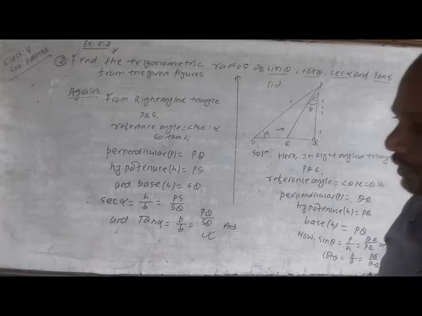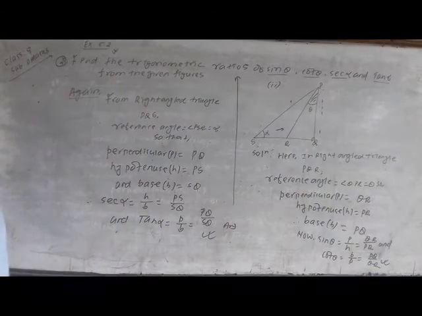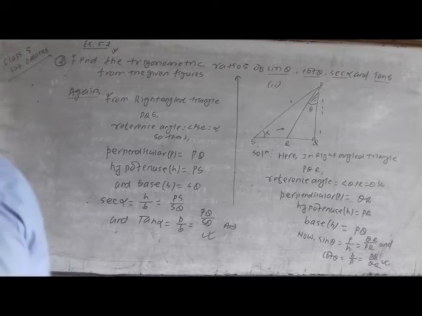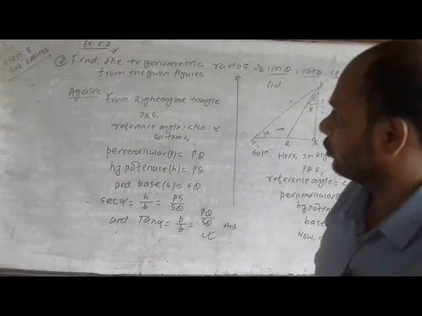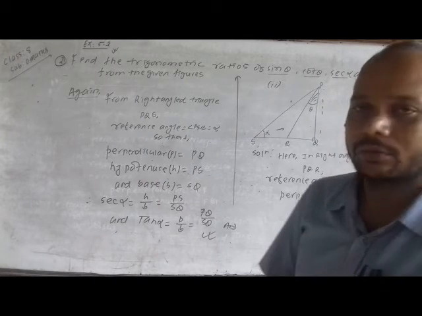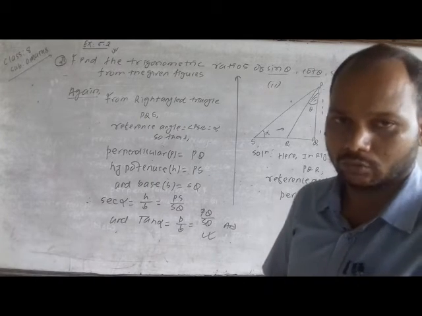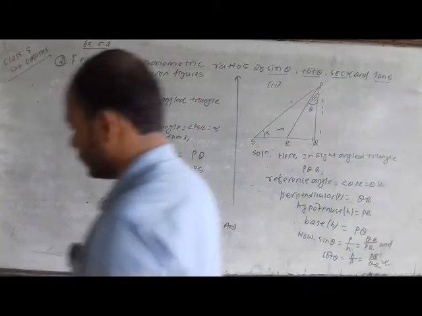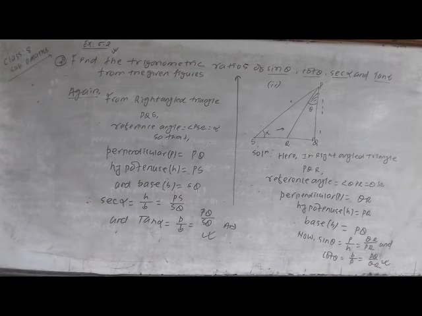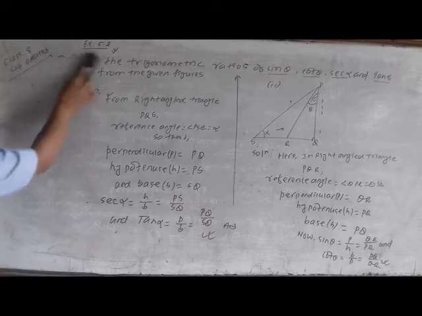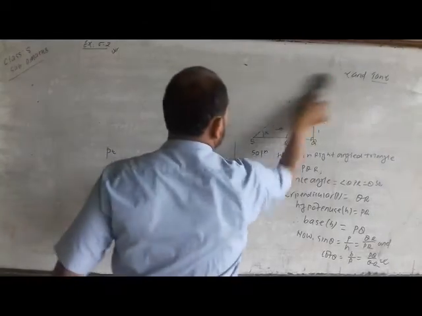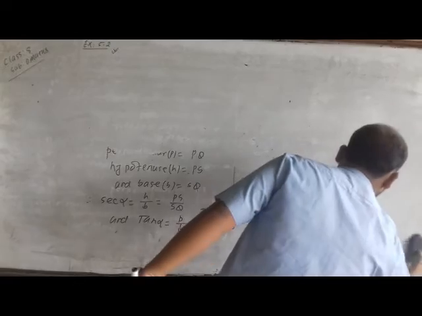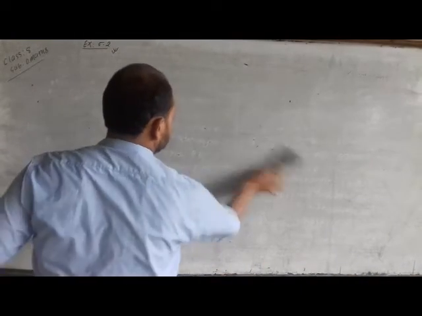In your book, in question number 2, there is 2 remaining questions, and these 2 are your homework from question number 2 of exercise 5.2. There is 2 remaining questions. You solve this 2 questions. This is your homework. Again I am going to write another question. All of you take one screenshot from here.